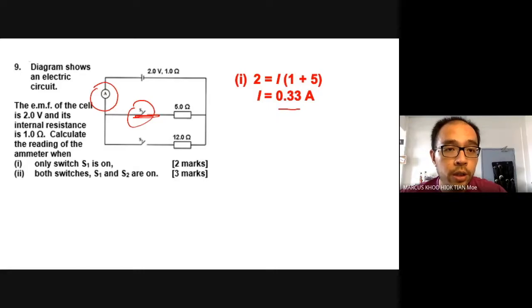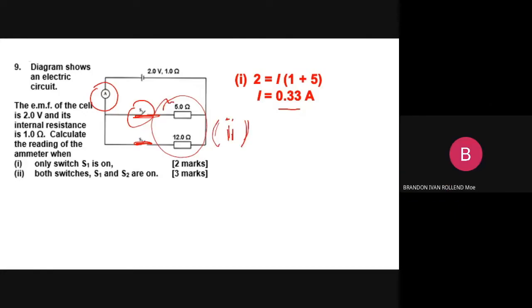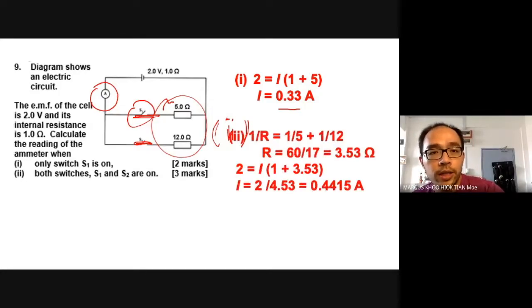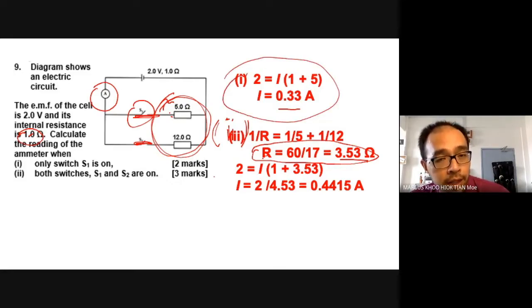Okay, 0.3. Good. Number 2, both switches S1 and S2 are on. Both are on. That means this becomes a parallel circuit. Calculate the reading of the ammeter, please. Is it 0.44? Okay, 0.44. How do we do this? First you have to calculate the total resistance. This is from the previous subtopic's question. Calculate the total resistance, and then you get R equals 3.53. And then after that, you use V equals IR plus r, the 1.0 ohms, just like you did with question number 1. And then after that, you will get the value of the current.